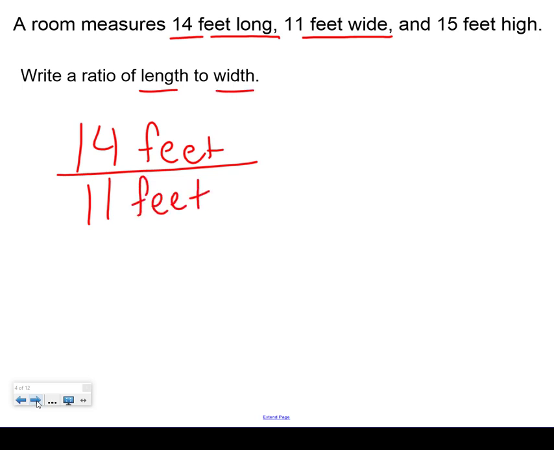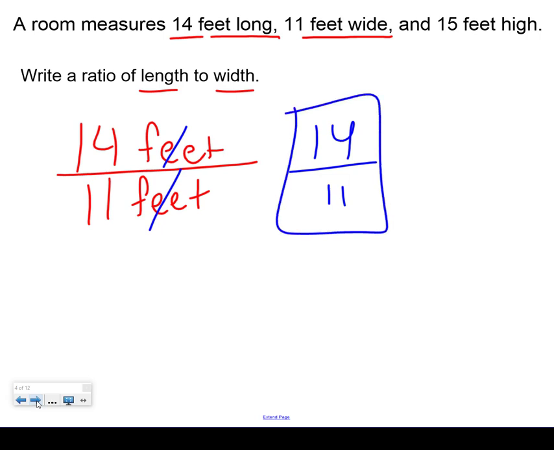Notice that the feet are the same label, so I'm going to cancel those out. And now I have 14 to 11. If 14 to 11 could simplify, meaning that I could divide both of them by the same number, then I would. But I cannot, so I'm going to leave this as 14 to 11. This never, ever, ever becomes 1 and 3/11. This does not become a mixed number because it's not a fraction, so it cannot be turned into a mixed number. We're still comparing two measurements or two quantities, which is 14 and 11.